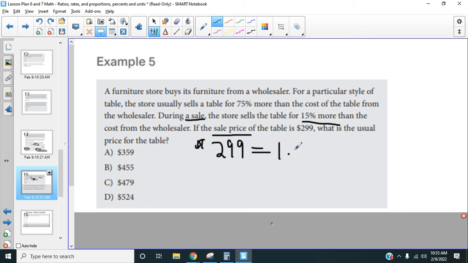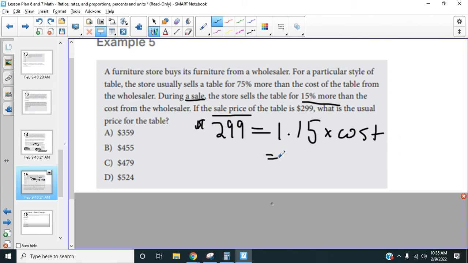$299 is 1.15 times the normal cost. You remember how if something is more than usual, we can add it to 100%. This is 15% more than 100%. It's 1.15. And then if you solve that equation, you would divide by 1.15 and you get 260. That's the normal cost from the wholesaler.